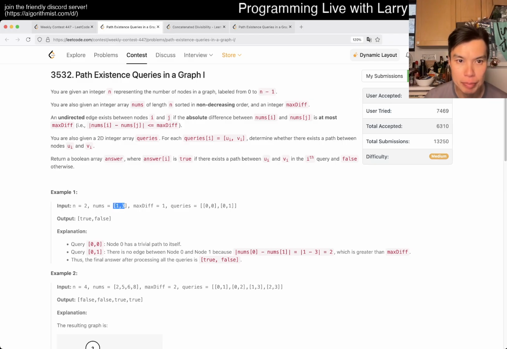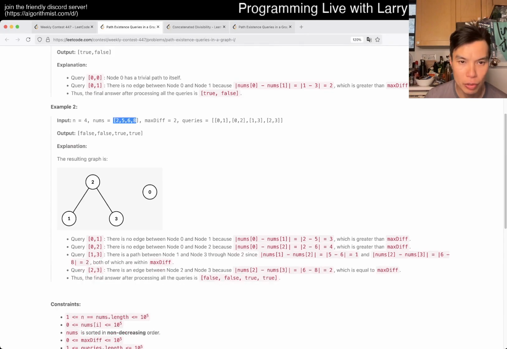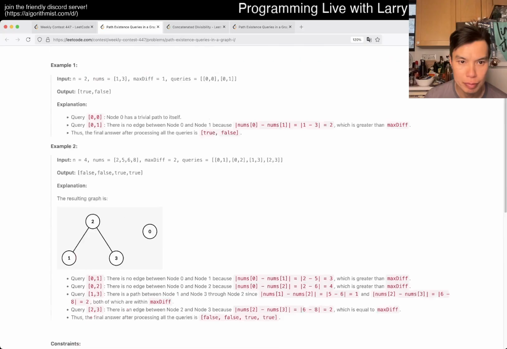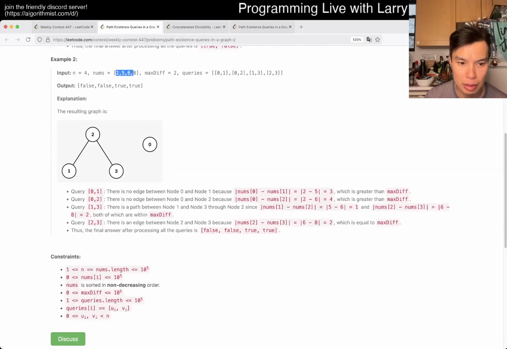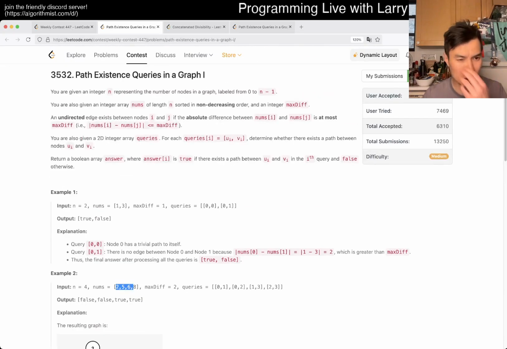Sorted nums, and nodes, sorted nums, max diff. Okay, so if the... maybe it's just the path. Okay, so it's just like, it's sorted order, right? So it's just line segments and whether they're connected. This is kind of a really weird way to put this form, and also not that difficult per se.